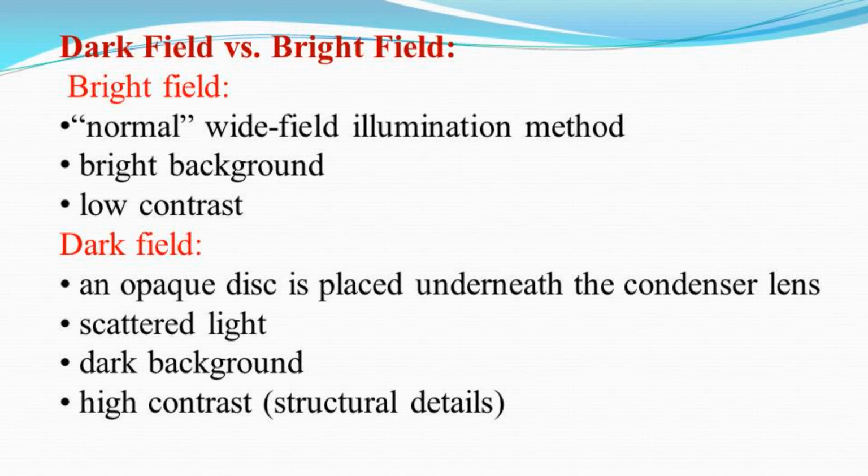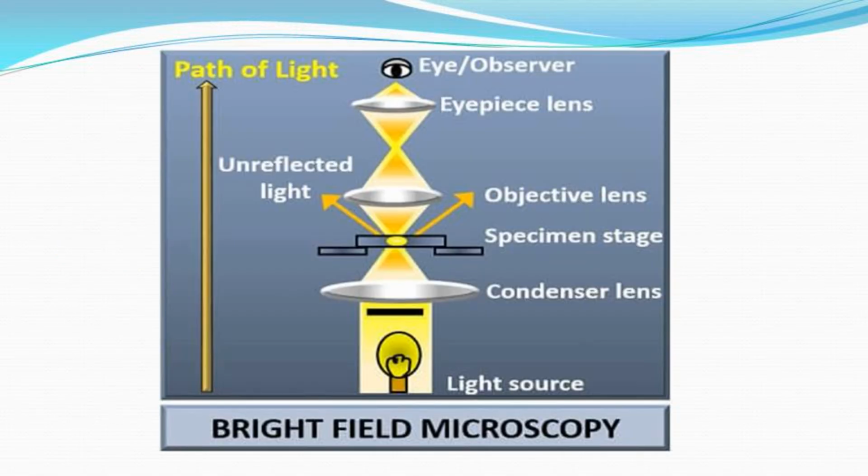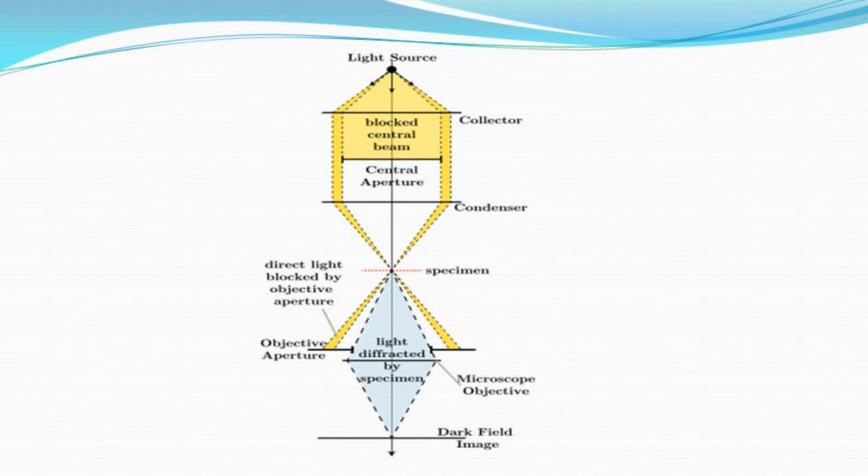Let us now see the dark field microscope versus the bright field microscope. The bright field microscope uses the normal wide field illumination method. The background here is bright and is low contrast. The characteristic feature of a dark field microscope is that an opaque disc is placed underneath the condenser lens. It has scattered light, the background is dark and of high contrast, wherein we could visualize the structural details clearly.